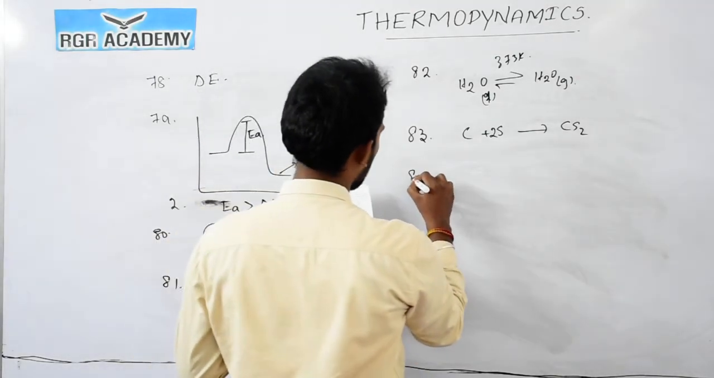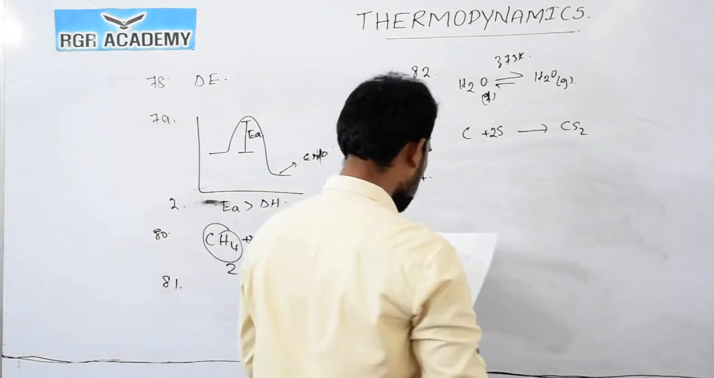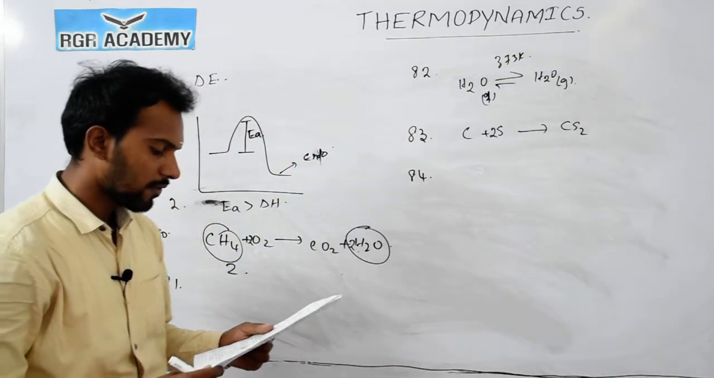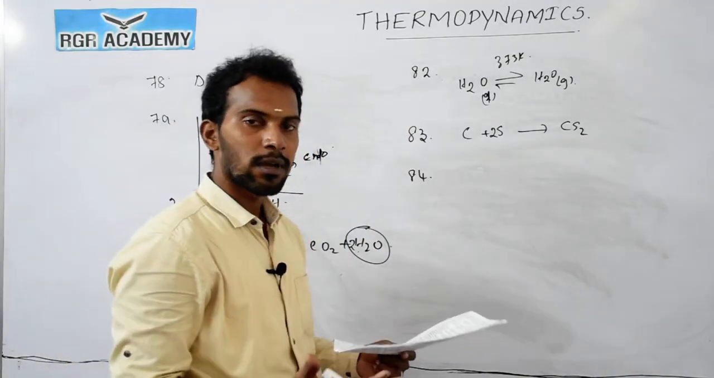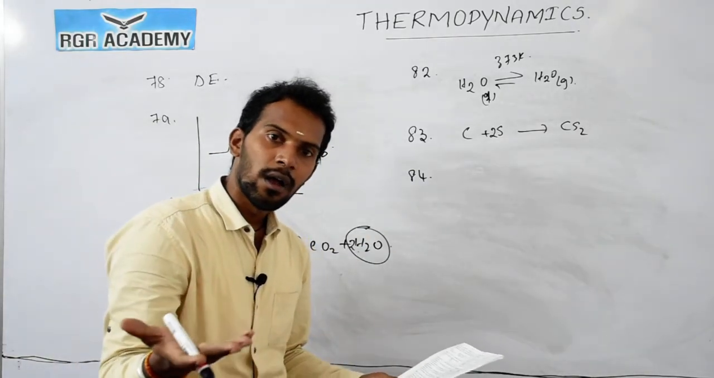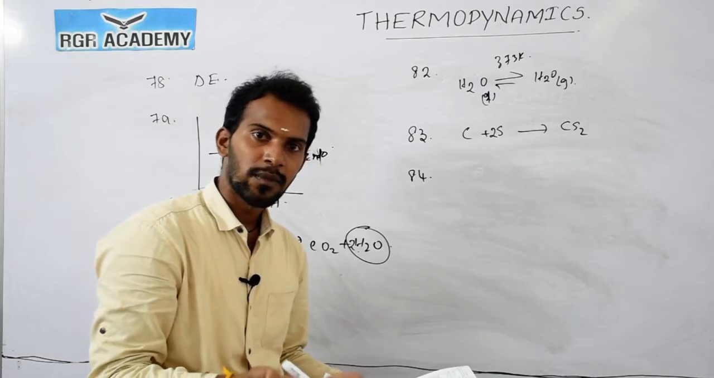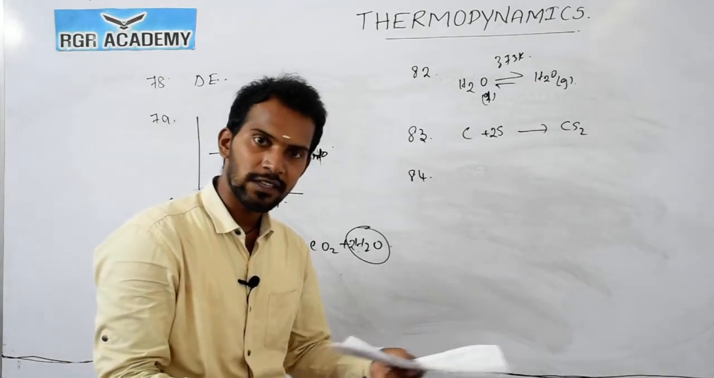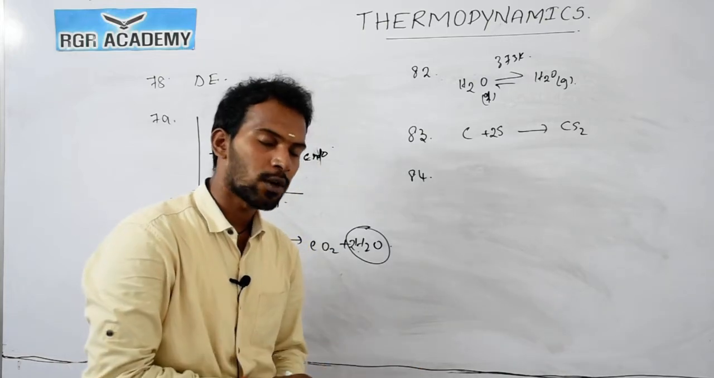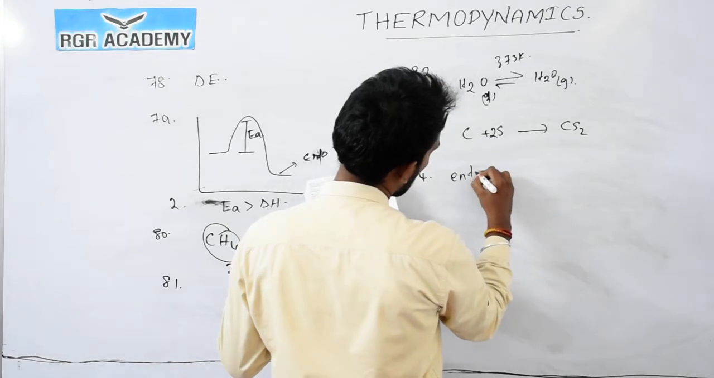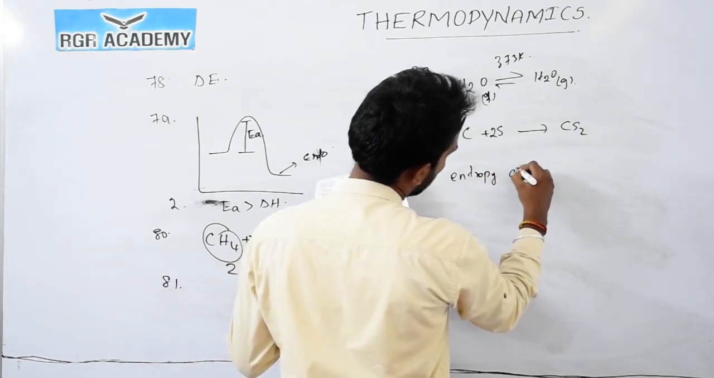Now question number 84. Absorption of gases on a solid surface: will the entropy increase or decrease? The gas, which has more randomness, is absorbed on the metal. So the entropy will decrease. When absorption takes place, entropy decreases. So the answer is: entropy decreases.